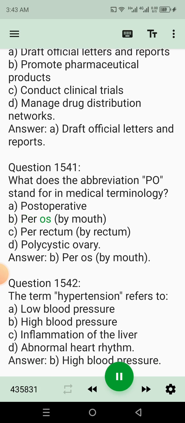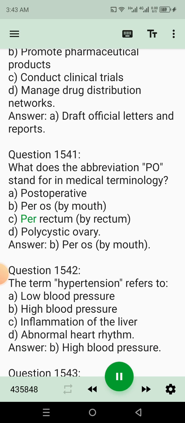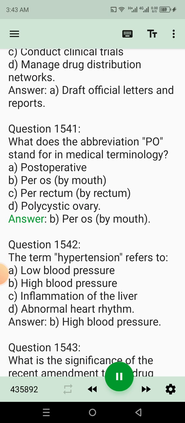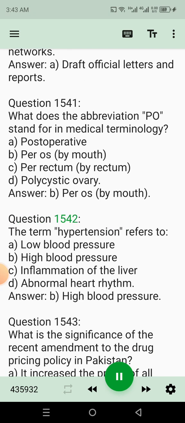Postoperative. B. Per OS, by mouth. C. Per rectum, by rectum. D. Polycystic ovary. Answer: B. Per OS, by mouth.